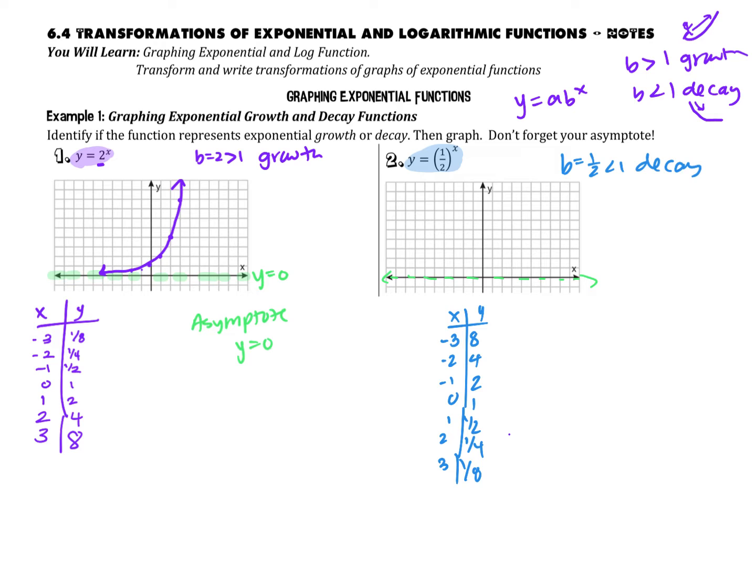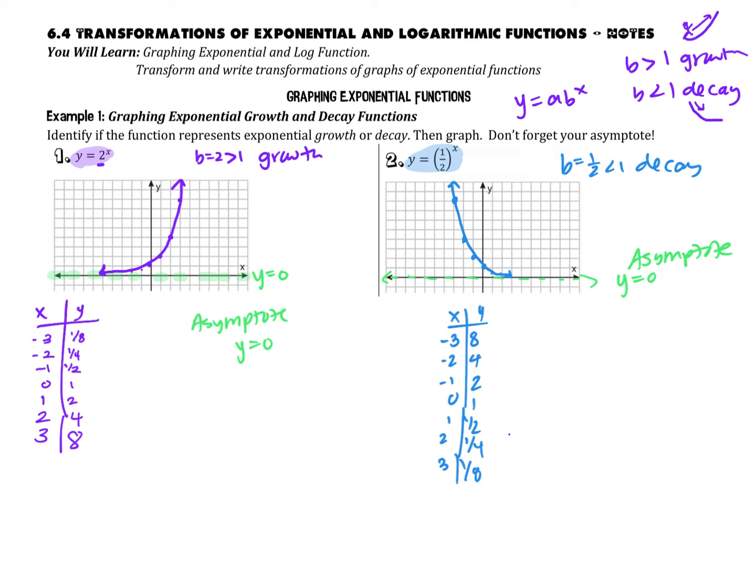I'm going to add my horizontal asymptote at y equals 0. And then I'm going to go ahead and plot those points. And now I should be looking at a downhill slope getting closer and closer to the line y equals 0. And there I have my graph. Not crossing the horizontal asymptote, approaching infinity up on the left, because it's getting bigger and bigger as we go to the left.